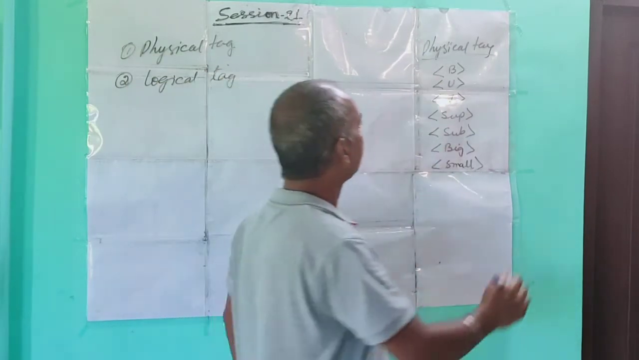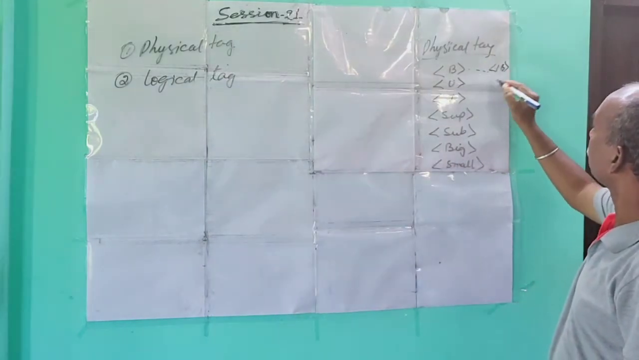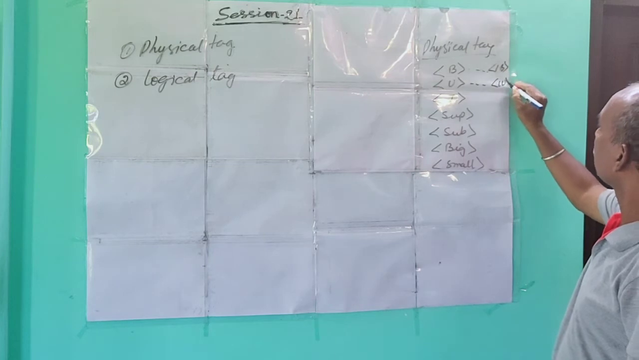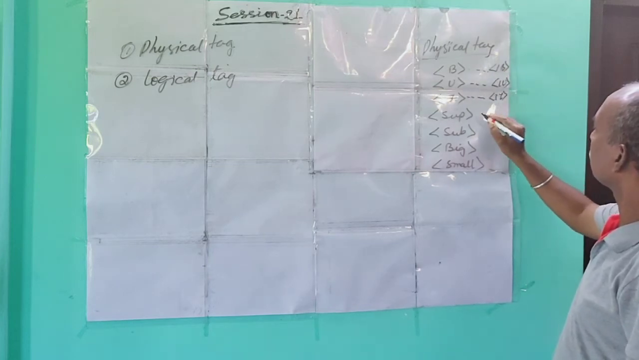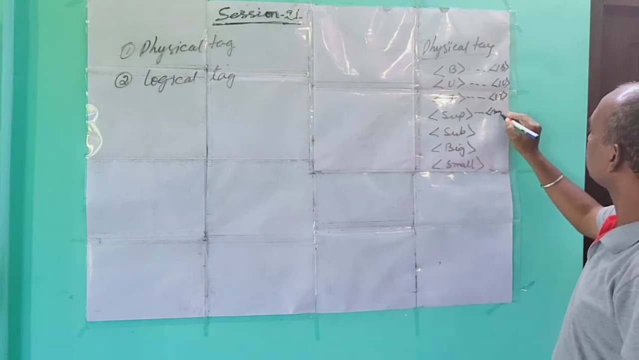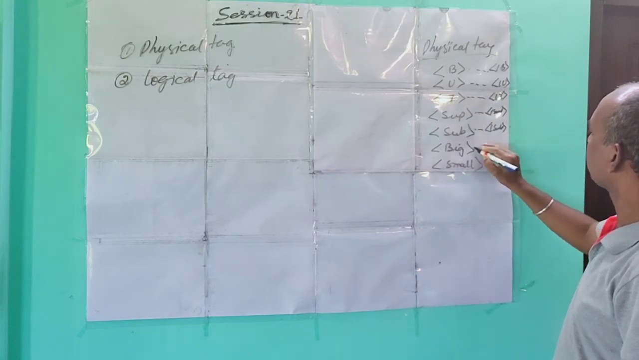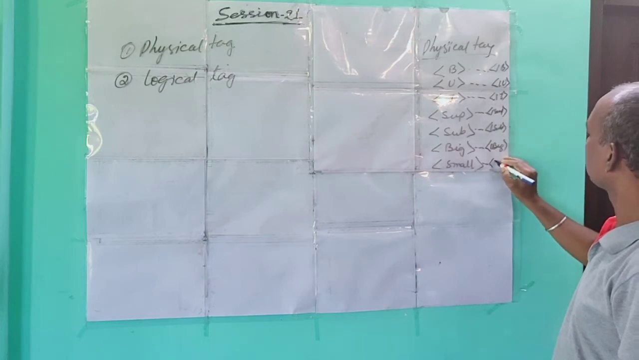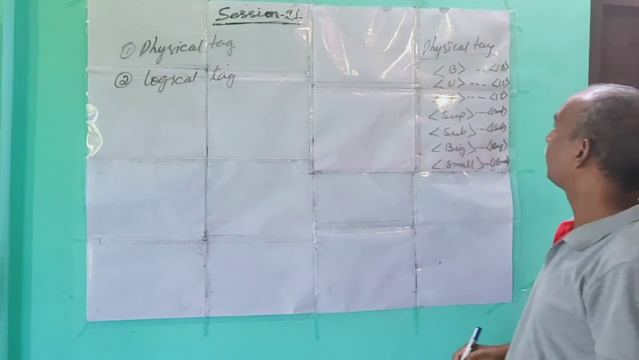B means it is bold. These are all content tags. Bold, underline, italics, superscript, subscript, big and small. These come under the category of physical tag.